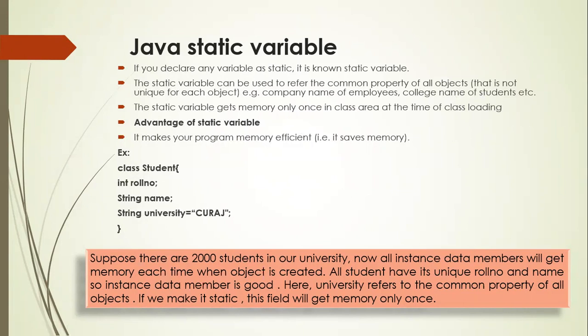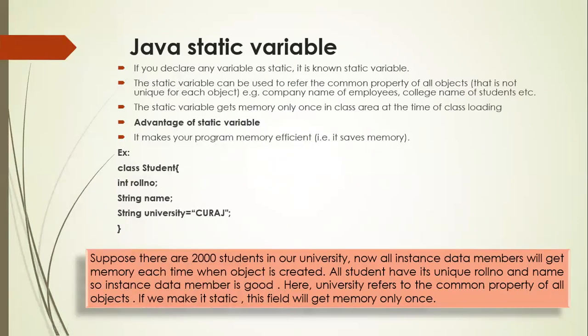When the memory is going to be allocated, there are three types of memory, as you know already: stack memory, heap memory, and class memory. We will see in the next slide. Whenever you declare a static variable, when you load a class for the first time, the memory will be allocated at the class level. The advantage of a static variable is that it makes your program memory efficient.